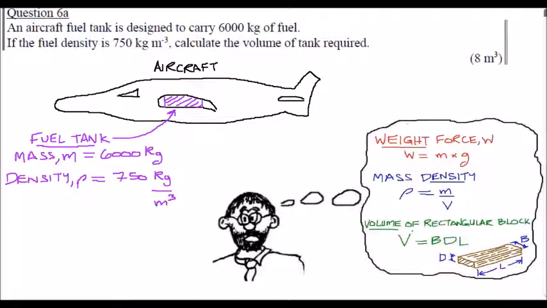Again, if we just think through for a moment how we're going to solve this problem, what are we given in the question? We're given the mass, so I have the mass here. We're also given the density, so I can transpose this equation to find the volume. So rearranging for V here will provide me with the answer.